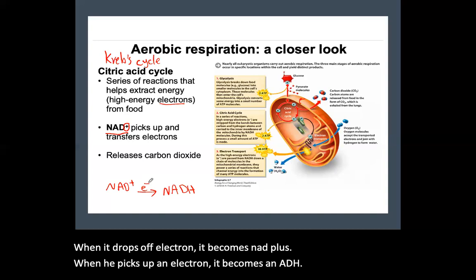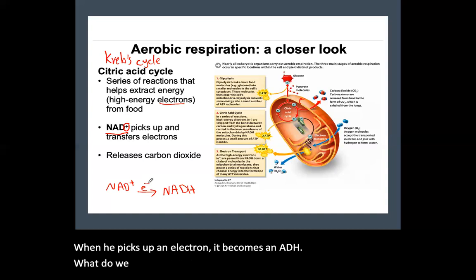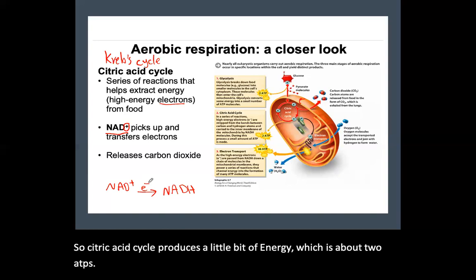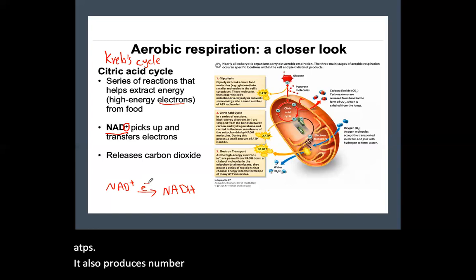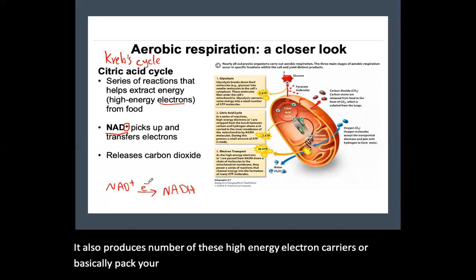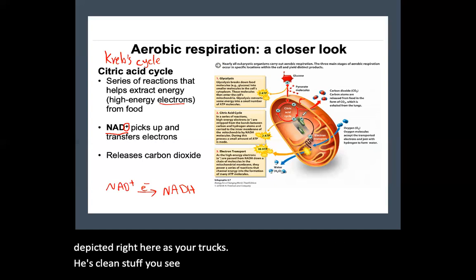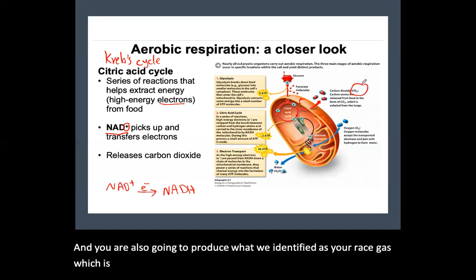So what do we accomplish by going through the citric acid cycle? So citric acid cycle produces a little bit of energy, which is about 2 ATPs. It also produces number of these high energy electron carriers, or basically packed taxis. So it produces a bunch of NADH, which are depicted right here as your trucks. These green stuff you see right here. And you are also going to produce what we identified as your waste gas, which is your CO2.